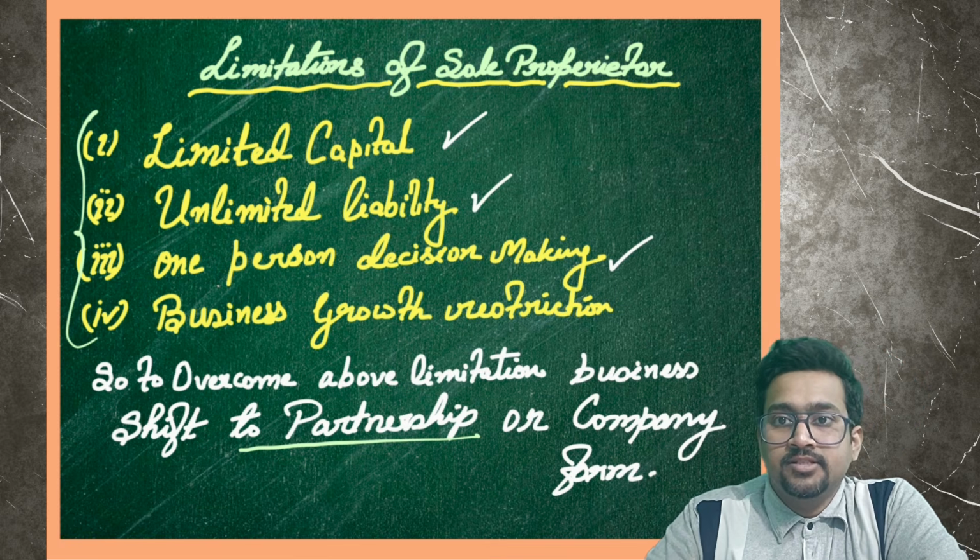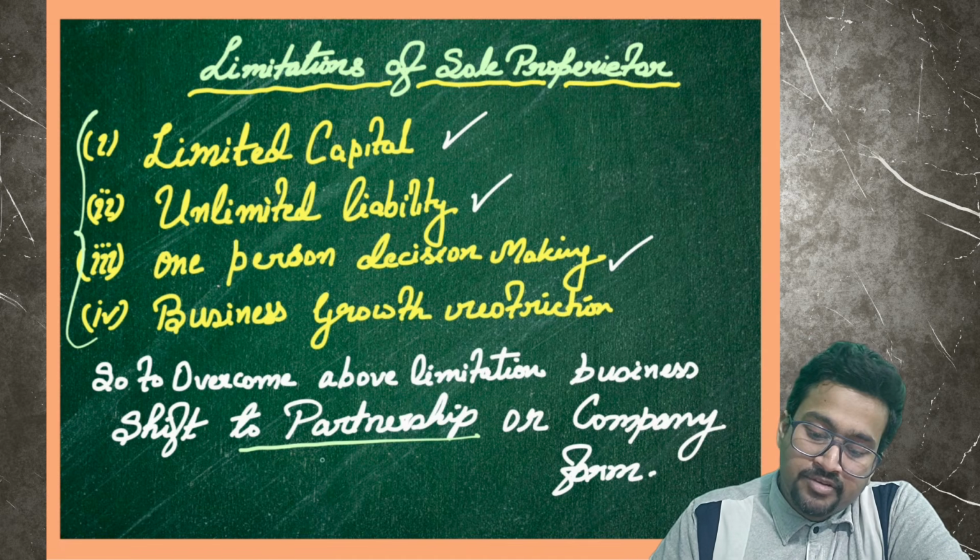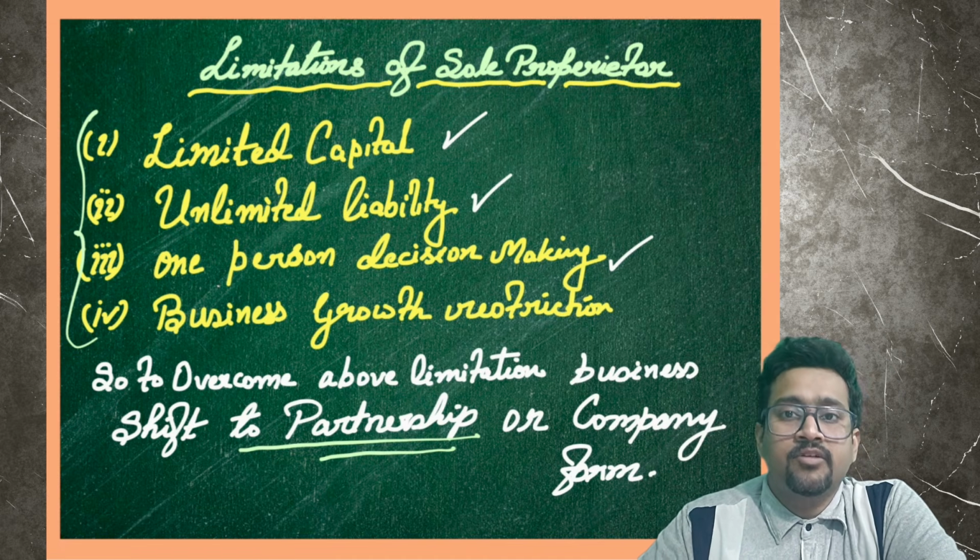Now, if more than one person is working in any business, that form of business is obviously called a partnership business. So that's what we are going to see in class 12. That is the beginning of our class 12.